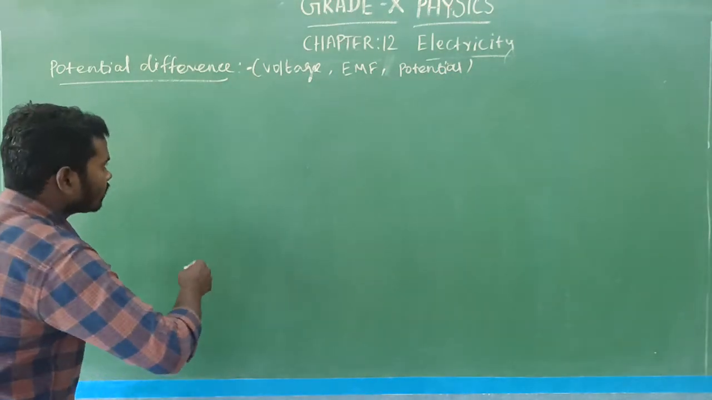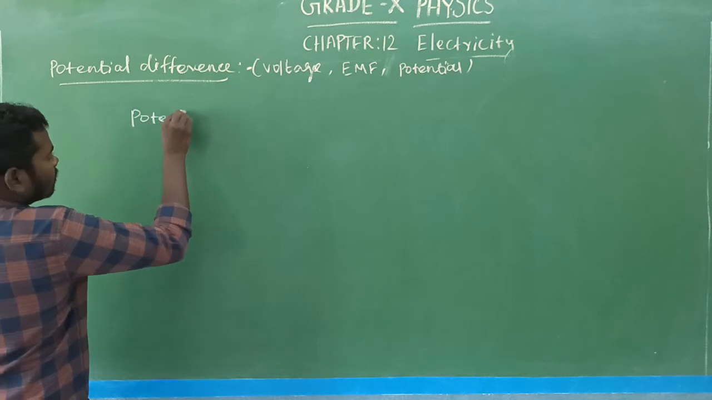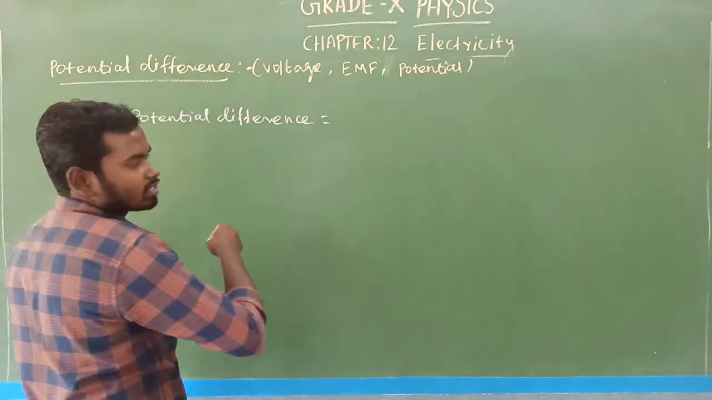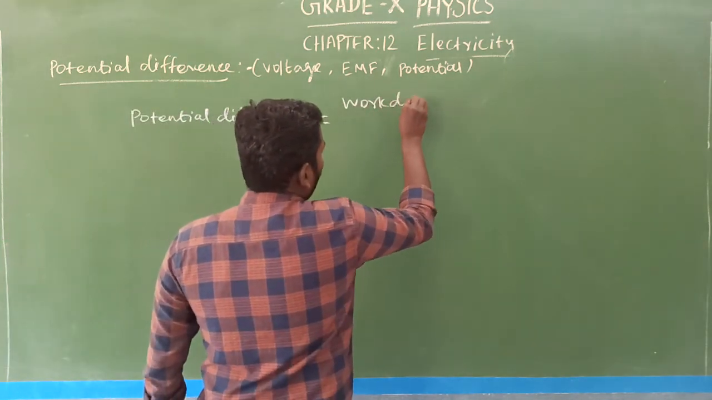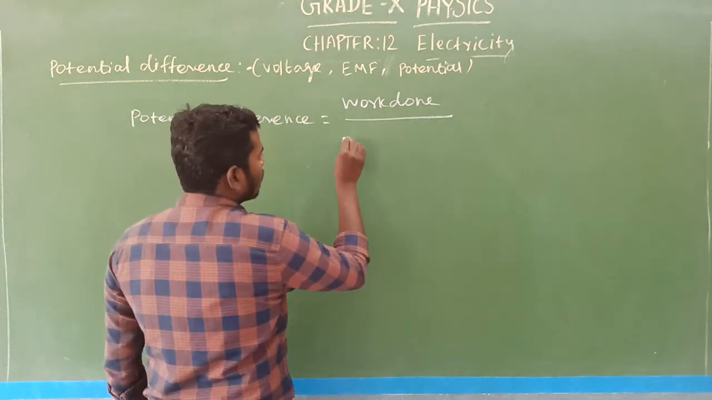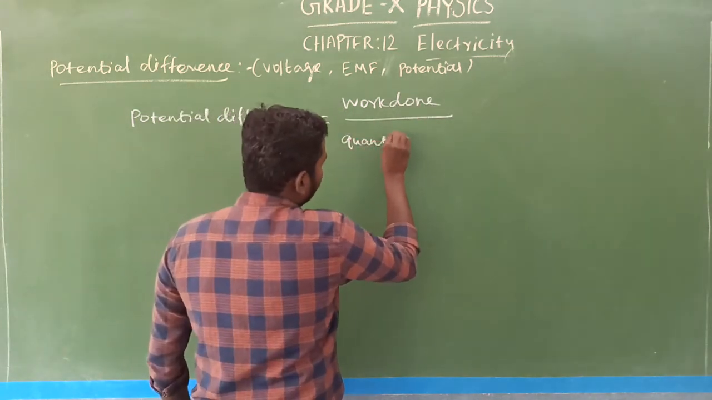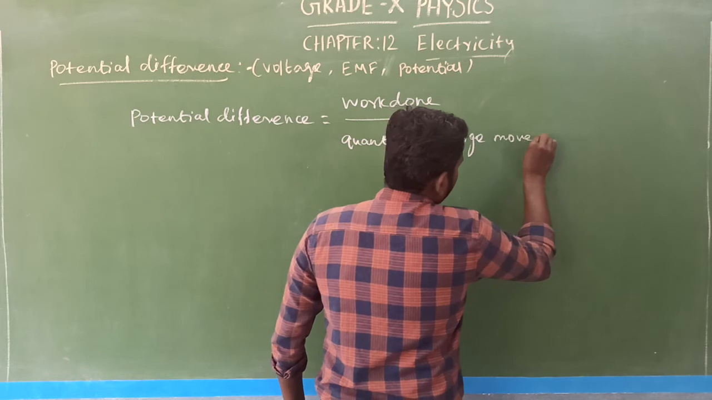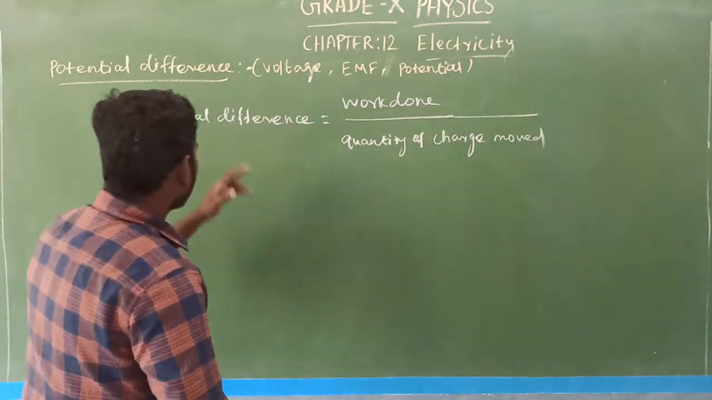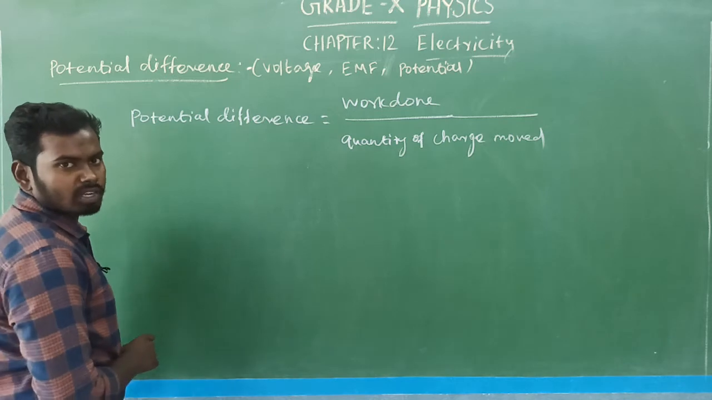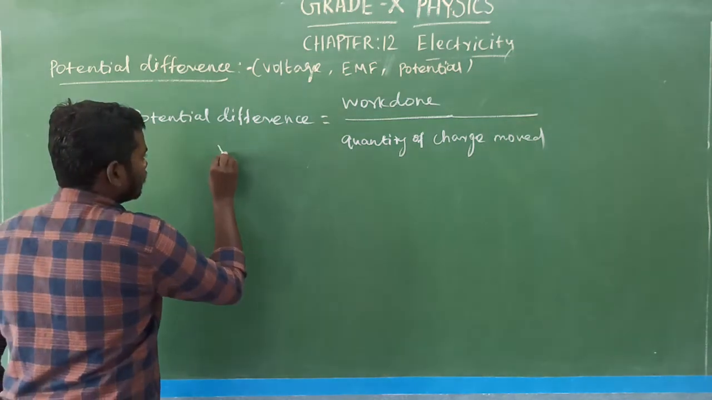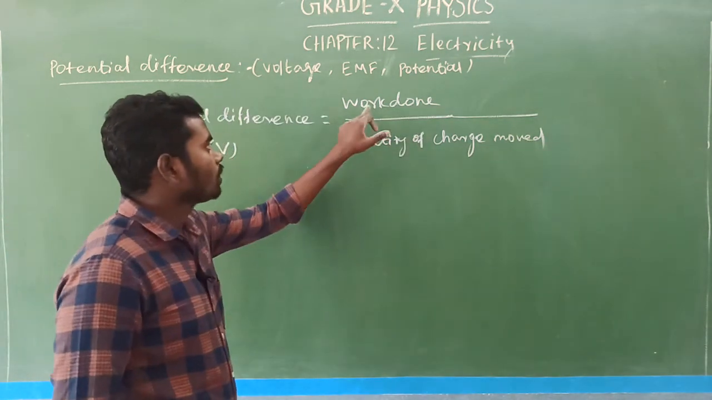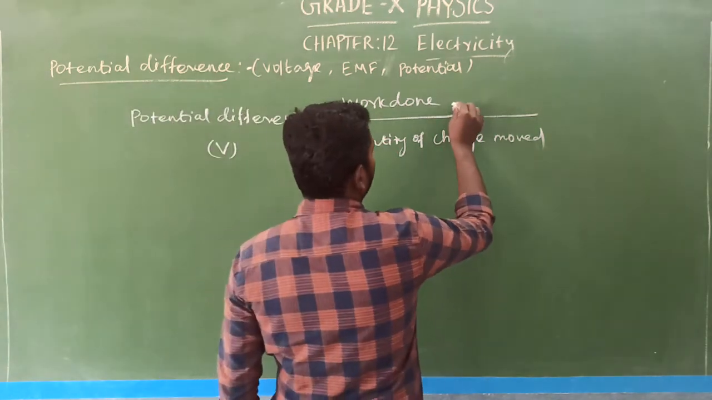Yes. So look here. The potential difference is equal to work done divided by quantity of charge moved. Am I right? Yes. So the SI unit of potential difference, what is that? Volt. Already we know. So capital V. And what is the SI unit of work done? That is joule. Am I right? Yes. The SI unit of work done is joule.